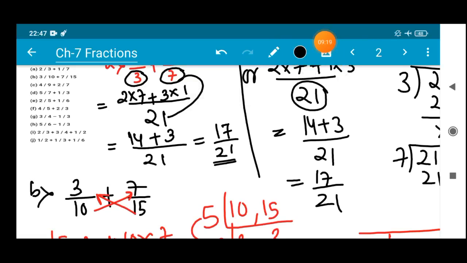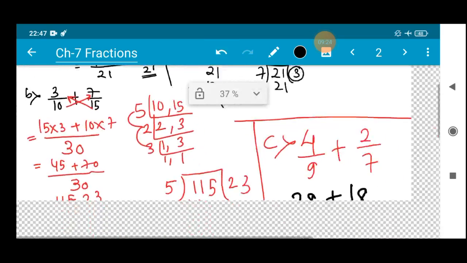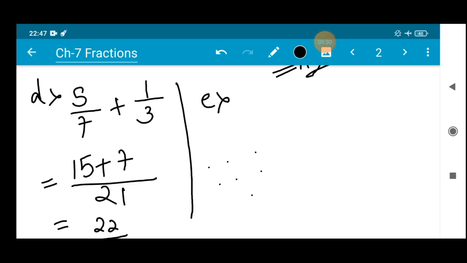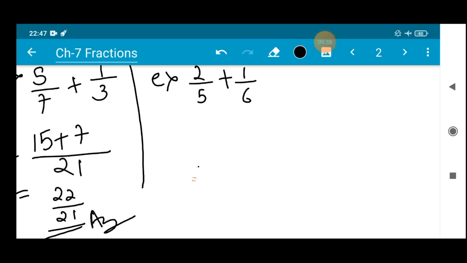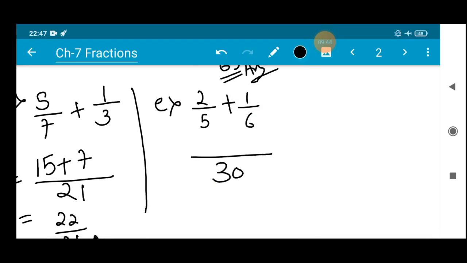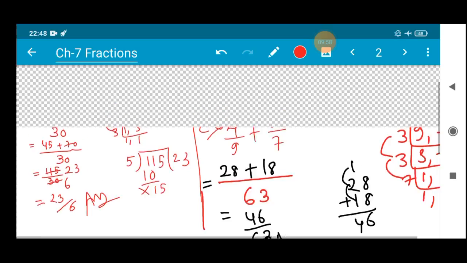Now let us have a look at the last question for today's session, question number E, 2 by 5 plus 1 by 6. So the LCM of 5 and 6, of course it is 30, and if I multiply this, 6 2s are 12 plus 1 5s are 5, the value will be 17 divided by 30. Yes, within a second you are getting this answer, right? So I hope you people understood the concept.